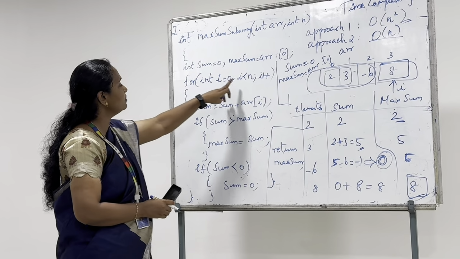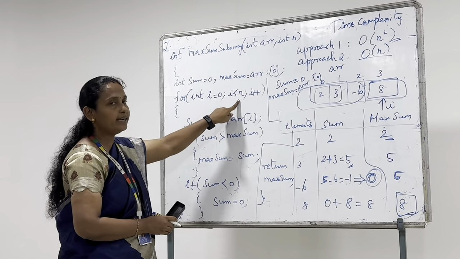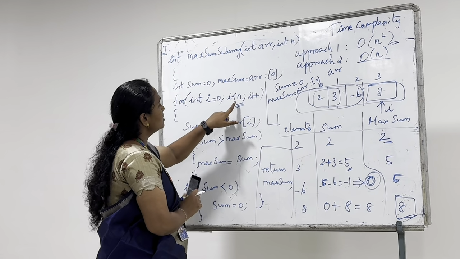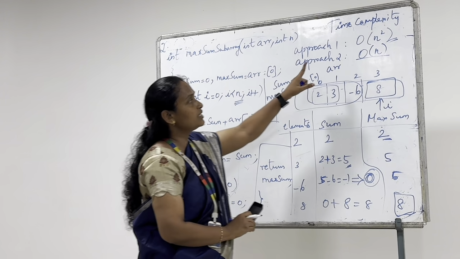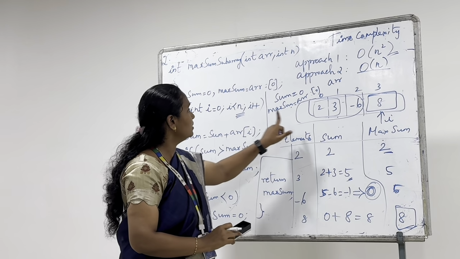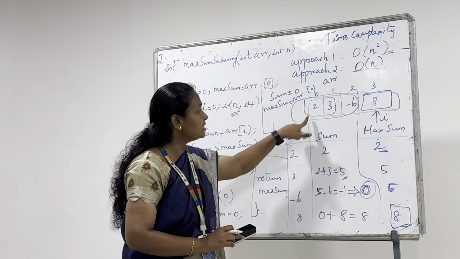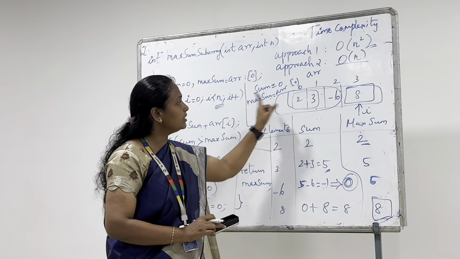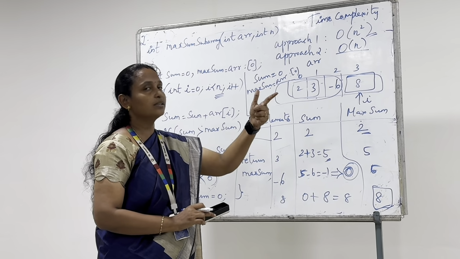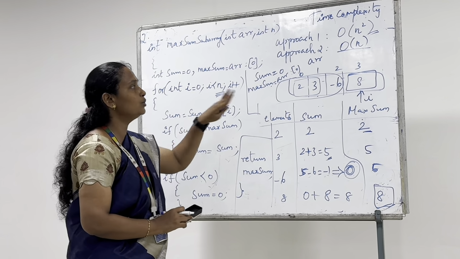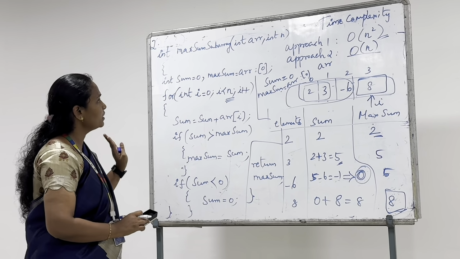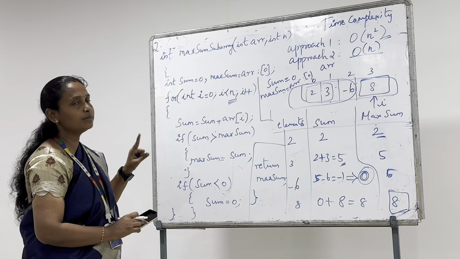Here this loop will execute for n times. So the time complexity of this algorithm is big O of n. This I starts from 0 and ends with 3, so it should traverse from 0 to 3. That is, it should go to all the elements, it should reach all the elements to compute the maximum sum. So the time complexity of this algorithm is big O of n.